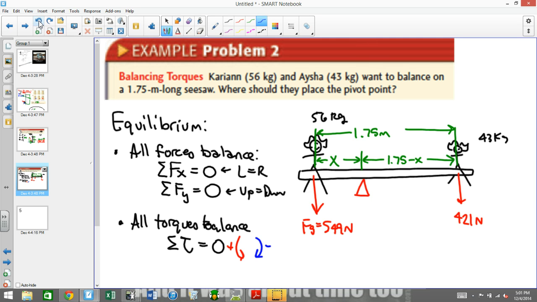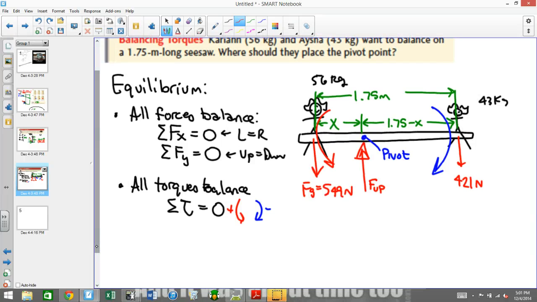So here's what we've got to do. There is some supporting force right here. We'll call it the force up. What I'm going to do is, this is the pivot. This young lady on this side, Aisha, is turning this thing clockwise, and then you've got the other young lady, Carrie Ann, cranking this thing counterclockwise. These two torques have to equal one another for this to balance.